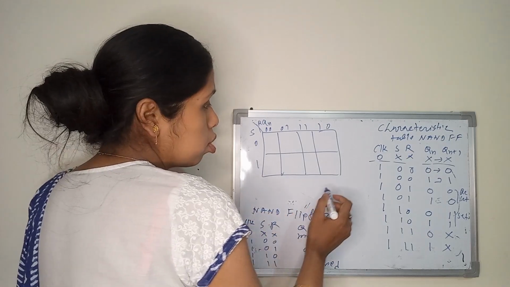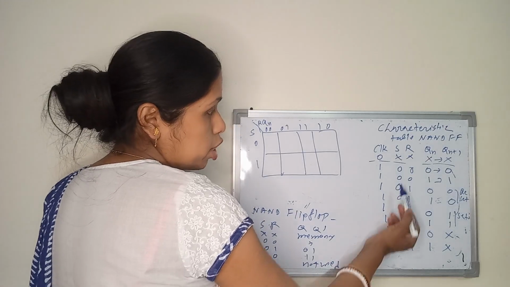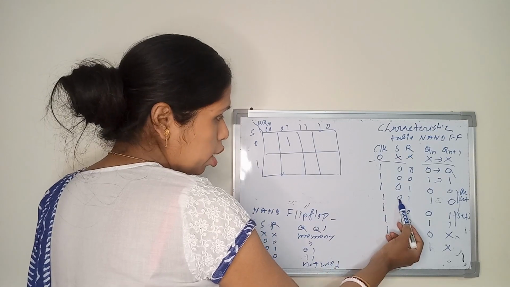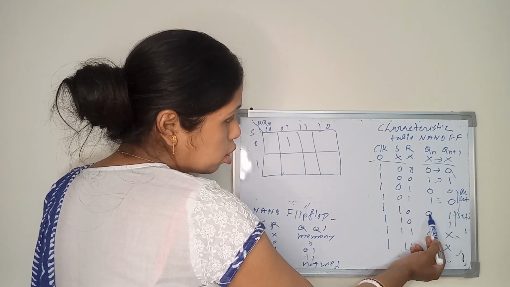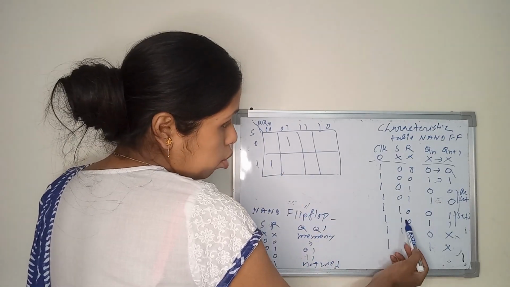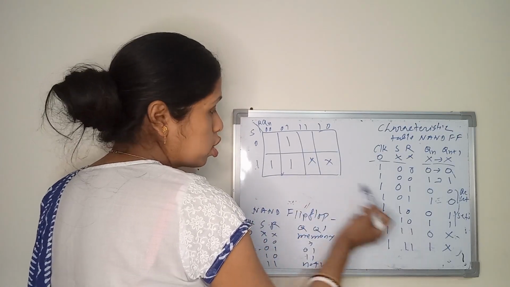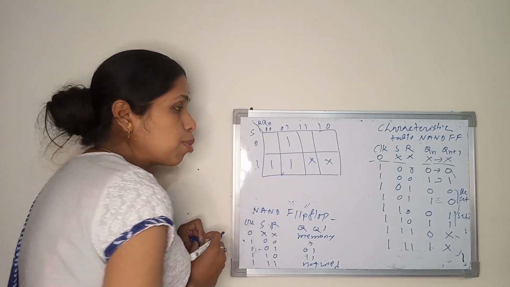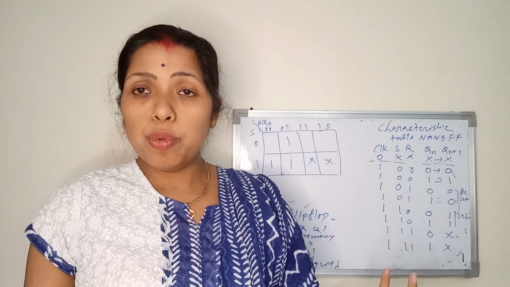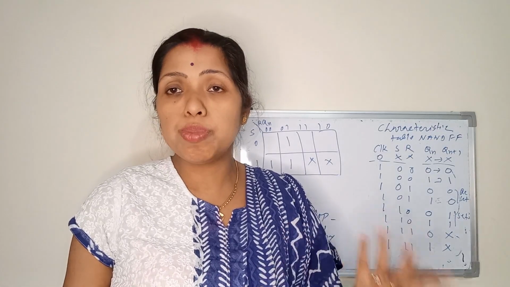Now I am checking which combinations give output 1 and X. For 0, 0, 1, output is 1. For 0, 1, 1, then 1, 0, 0, output is 1. Then 1, 0, 1 also has output 1. My last two cases have output X, X. I am just doing a simple K-map by considering S, R and Qn as inputs, and Qn+1 as the output. So now I have done the K-map for three variable inputs.